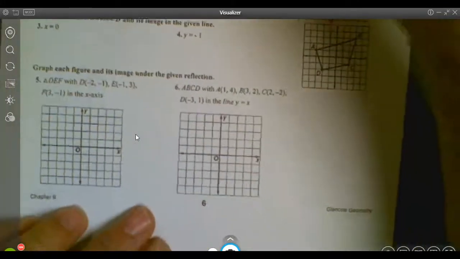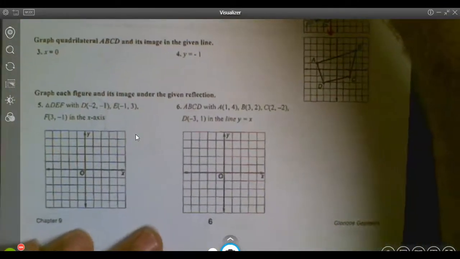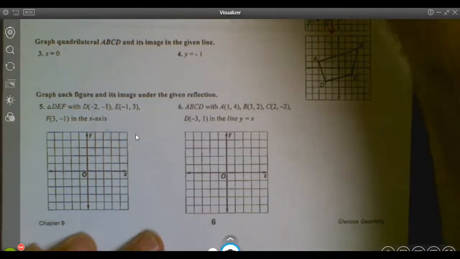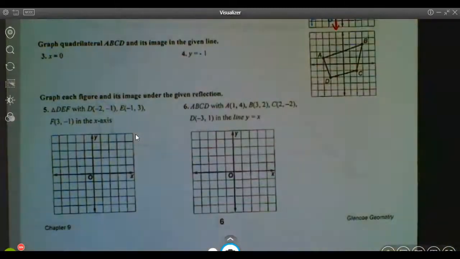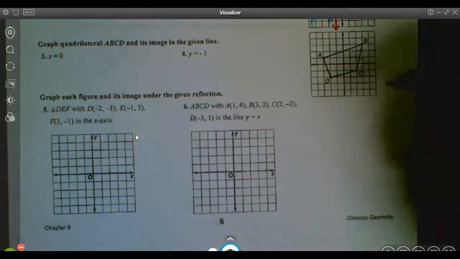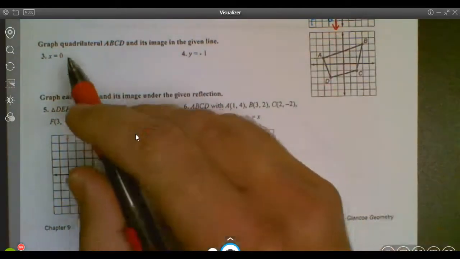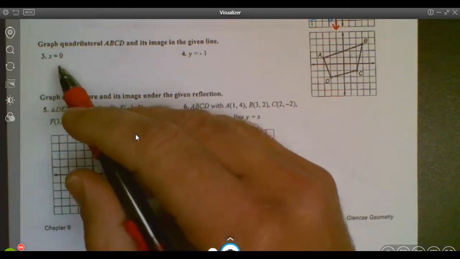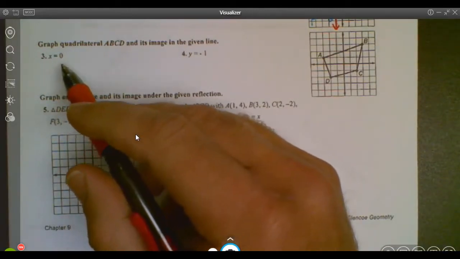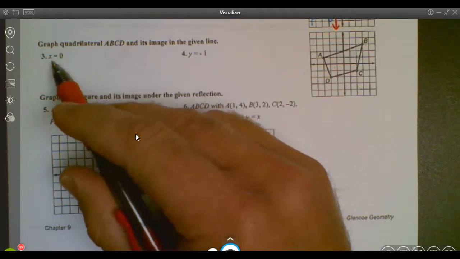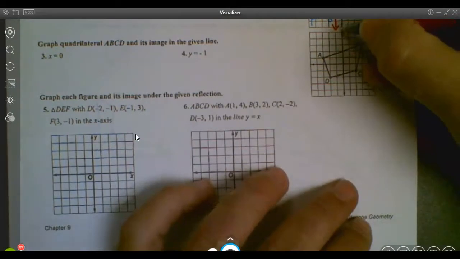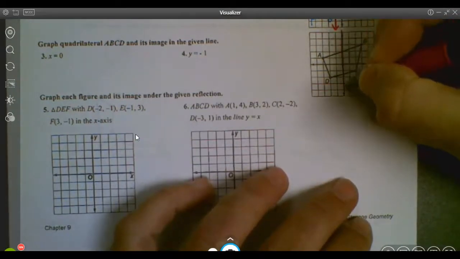So a little more for extra practice. Again, here's a great place to pause and try something on your own. If we were to draw the line x equals 0, again, that should be a vertical line, right? Anytime it's x equals a number, it's a vertical line. So I need to draw a vertical line through 0 on the x-axis. Well, where would that be? Notice that would just be the y-axis.